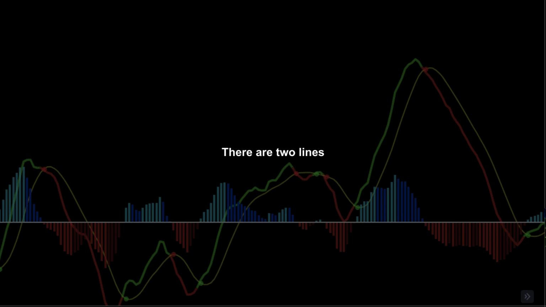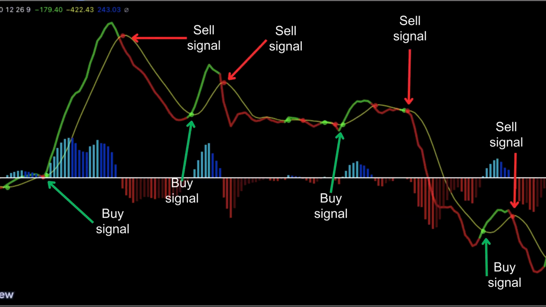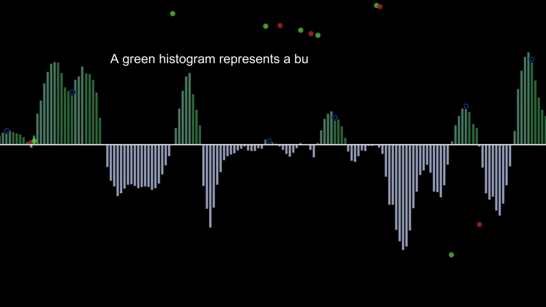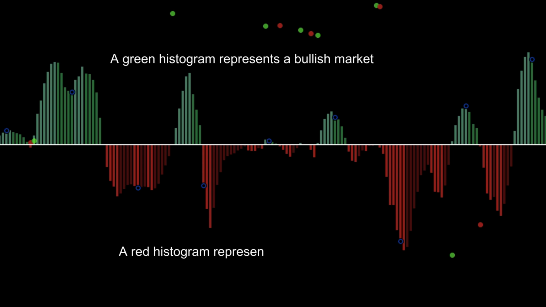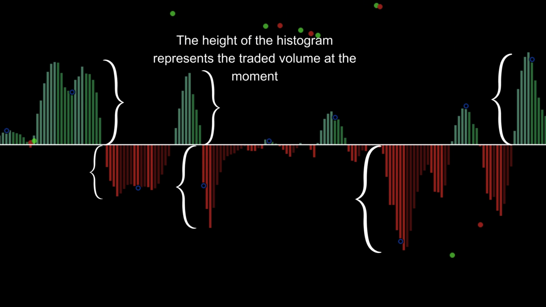There are two lines. The very first thing you have to know is the MACD line, and then we have the signal line that gives us a buy or sell signal. Then the histogram identifies the type of market. A green histogram represents a bullish market. A red histogram represents a bearish market. The height of the histogram represents the traded volume at the moment.